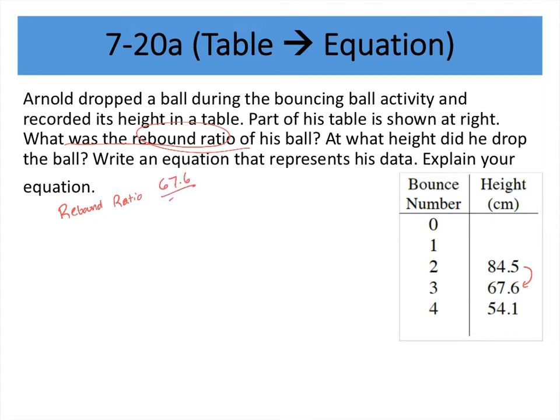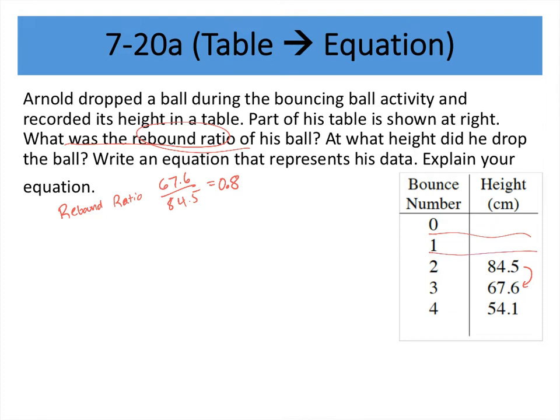67.6 to 84.5. Put that into a calculator. So 67.6 divided by 84.5. I get 80%, or 0.8. 0.8, which is good because it's less than 1. What height did he drop the ball? This is a little bit tricky. So the number of bounces would be 0, and I'd be looking up here.